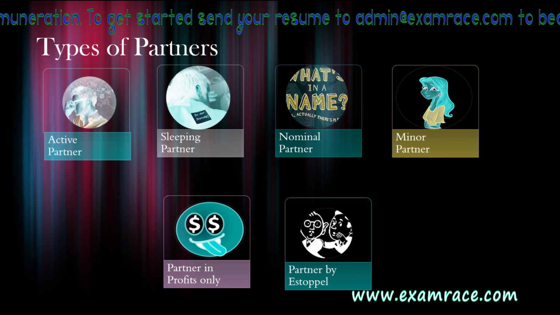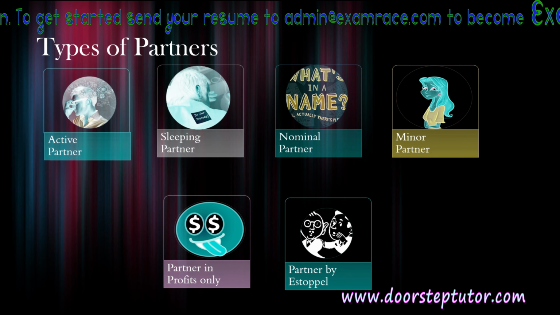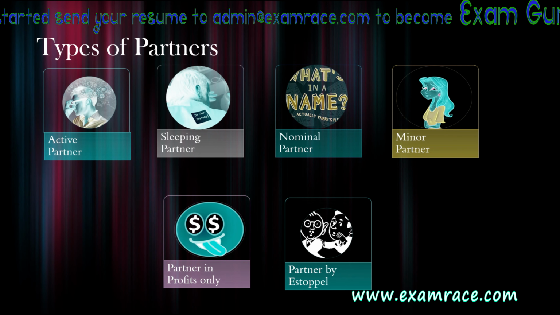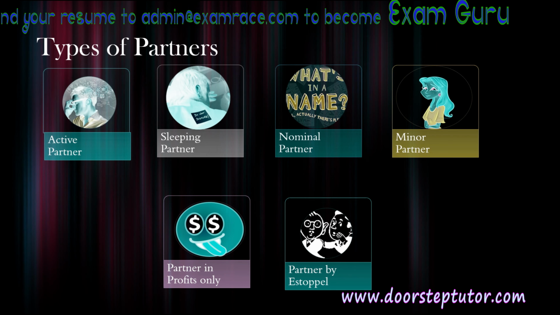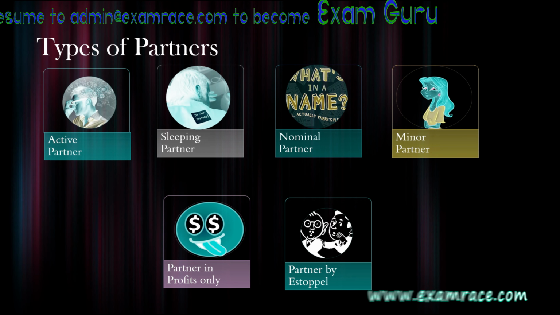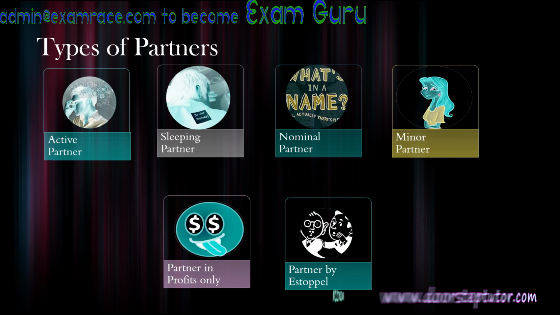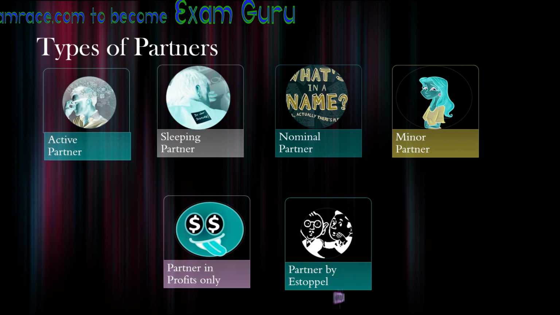Number 1, active partner. A person who contributes capital as well as takes active part in the management of the firm and looks after day-to-day affairs of the partnership firm is called as active partner. Active partner, he brings in capital, he takes active part in the management of the firm, and he looks after the day-to-day affairs of the firm.